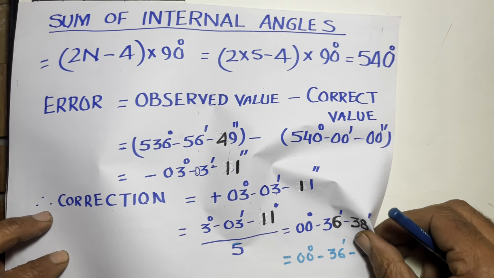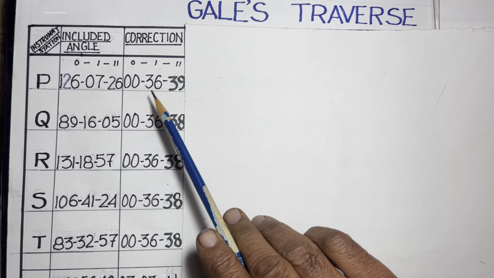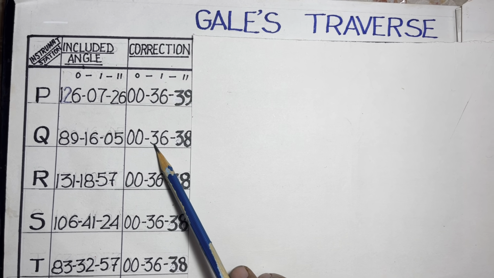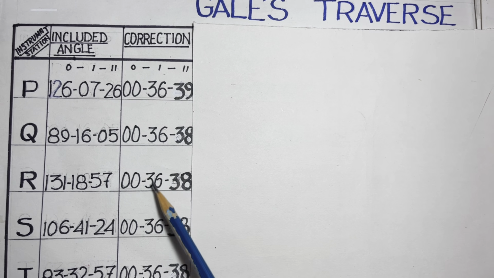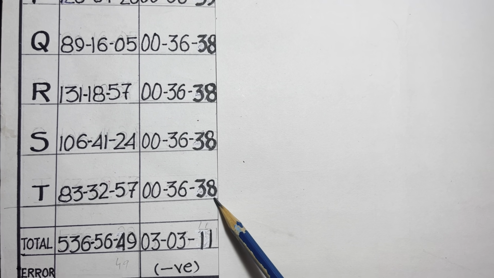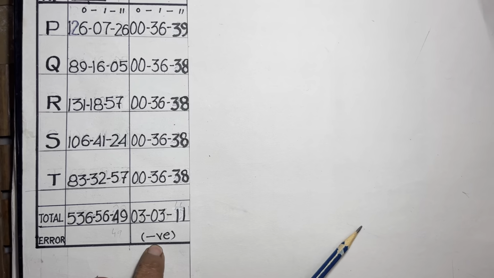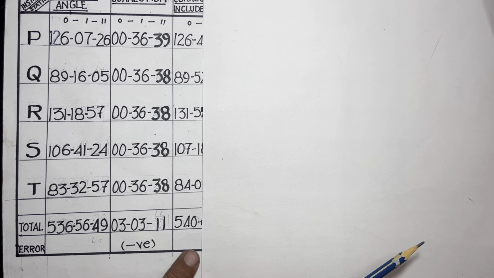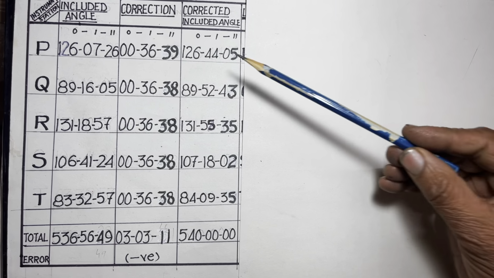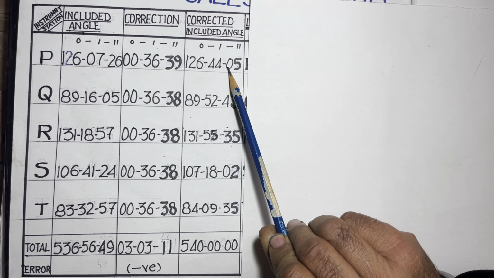So here you can see on the table, we have the correction. In the first angle it is more. Here the correction applied is 0 degree, 36 minutes and 39 seconds. In all the remaining angles, we adjusted the correction as 0 degree, 36 minutes and 38 seconds. Now this sum must be equal to the error. So the error is this much and we applied this correction. After this, the corrected angles are like this. These are the observed value plus correction. This is the corrected included angle.